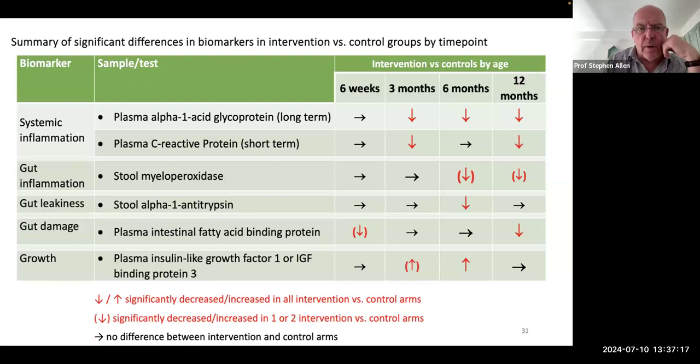This is just a very quick summary of all this biomarker data. So here's the 4 time points. Reduced systemic inflammation in all the intervention arms from 3 months onwards. Reduced acute inflammation, at least at 3 months and 12 months in all the intervention arms. Reduced intestinal inflammation in at least some of the intervention arms at 6 and 12 months. Reduced leakiness in all the intervention arms at 6 months. Better integrity in one arm at 6 weeks and in all arms at 12 months. And better growth factors at 3 and 6 months.